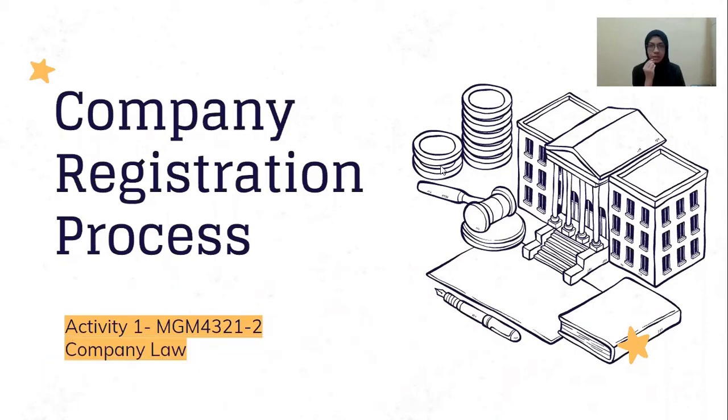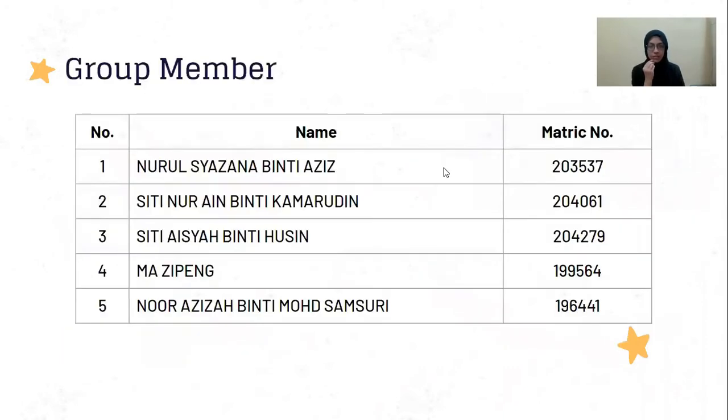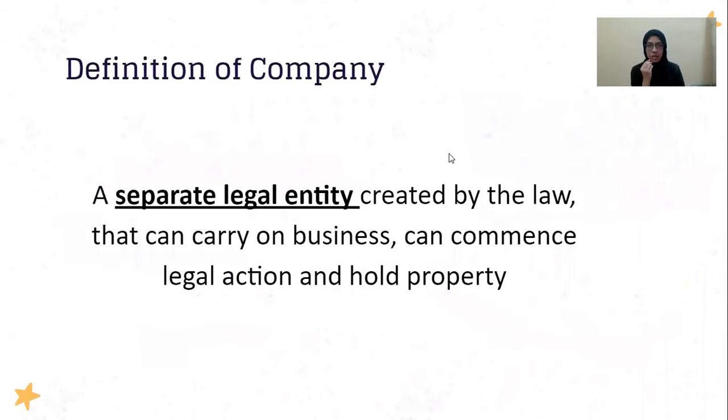So first of all, my name is SITI and my matric number is 204279. This is the list of other members of this group. So first we are going to discuss the definition of the company.